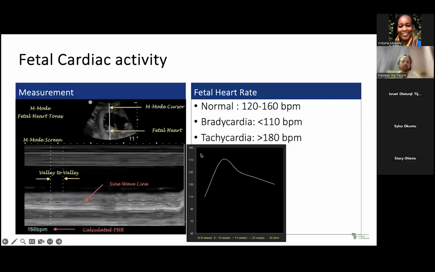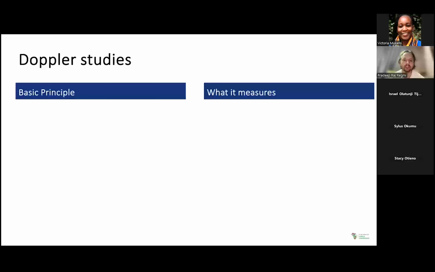And fetal cardiac activity we measure with M mode, and it is usually 120 to 160 beats per minute in the fetus. If it is less than 110, we call it bradycardia. If it is more than 180, we call it tachycardia. And it is also quite important because if there is some placental compromise, the fetus can end up in tachycardia. So if the fetus is tachycardic, we usually report it as an emergency. So it is also one of the important relevances of fetal cardiac activity during clinical ultrasound.